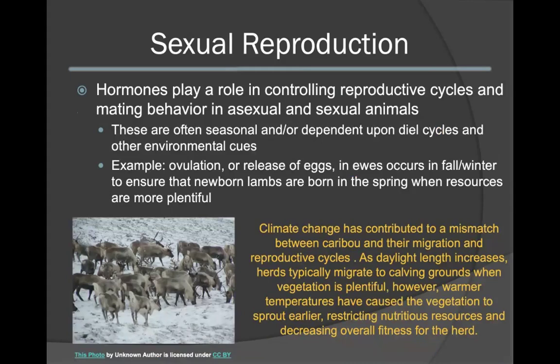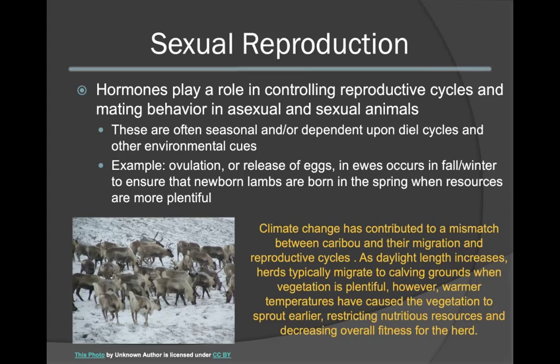Hormones play a very critical role in controlling reproductive cycles, as well as mating behavior in both asexual and sexual animals. Many of these cycles can be seasonal or dependent upon diel cycles or daily cycles, as well as other environmental cues. Examples of these cycles include ovulation cycles or the release of eggs in ewes. This typically occurs in fall and winter to ensure that the newborn lambs are born in the spring when resources are most plentiful.